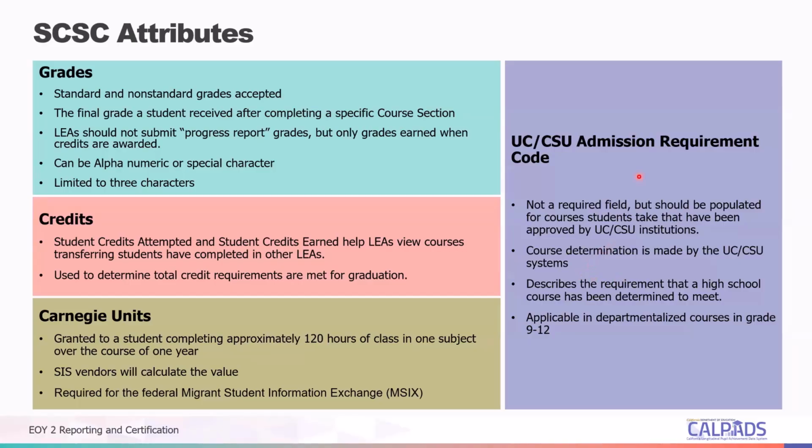Lastly, you have your UC/CSU admission requirement code. This represents the University of California or CSU college admission course requirements that a high school course has been determined to meet. So we have a listing of possible course values in the CalPADS code sets. So you may want to refer to that. This is not a required field, but it should be populated for courses that have been approved by the UC/CSU institutions. This field is only applicable for, again, departmentalized courses in grades 9 to 12.